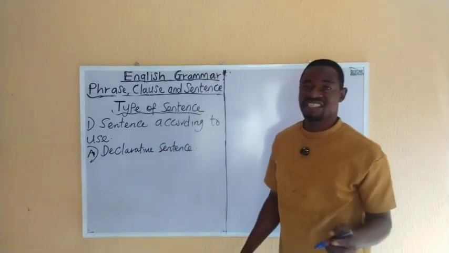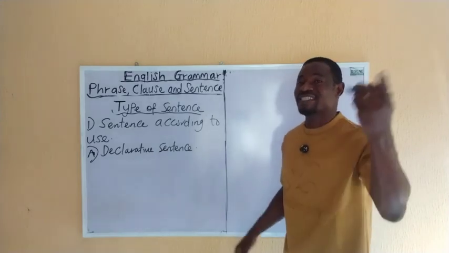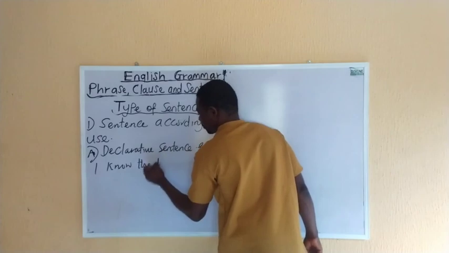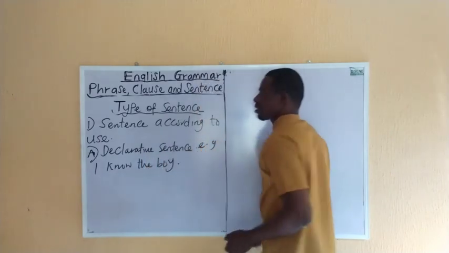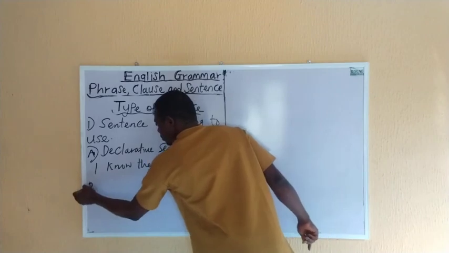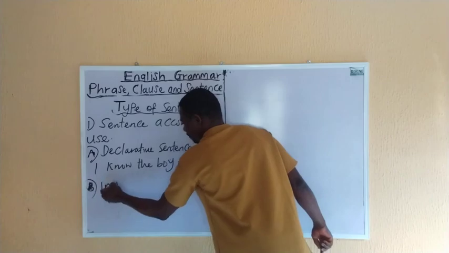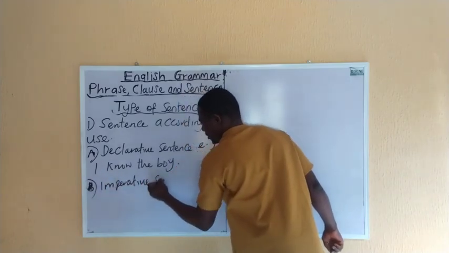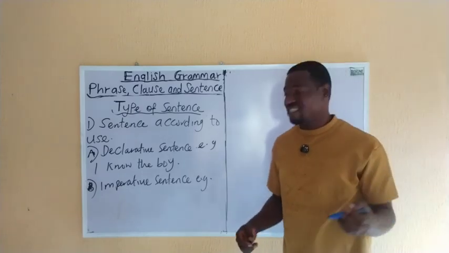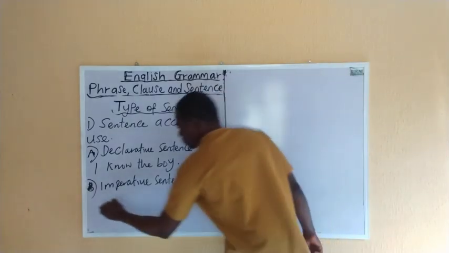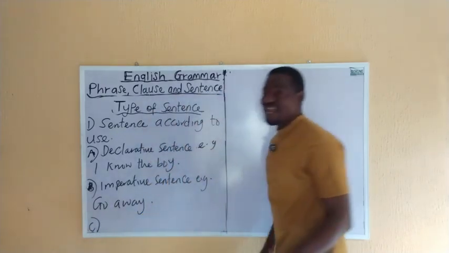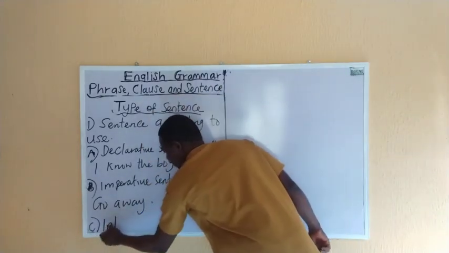Okay, this declarative sentence is used to show a fact or express a statement. E.g., I know the boy. Okay, another type of sentence according to use is B, imperative sentence. The imperative sentence is used to show command. E.g., go away. The next is the interrogative sentence.